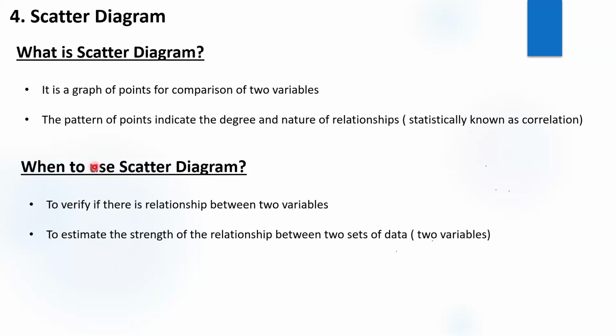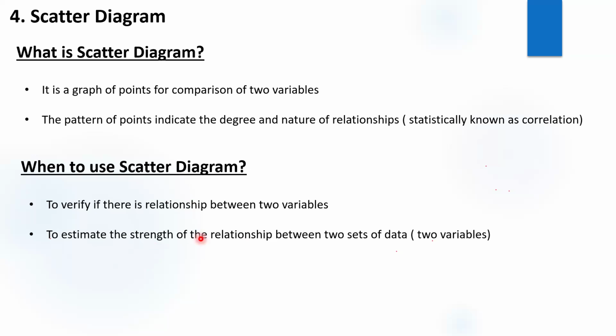And when to use a scatter diagram? When we want to analyze the relationship between two variables, whether they are interrelated or not. When we want to check the relationship between two variables, we use a scatter diagram, and it is used to estimate the strength of the relationship. Whether it is a strong relationship, a moderate relationship, or a weak relationship.